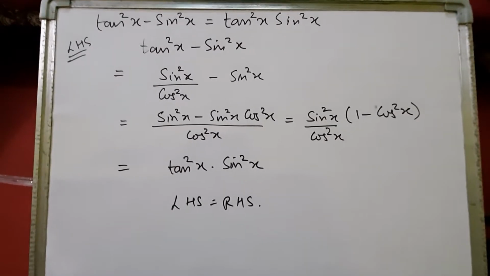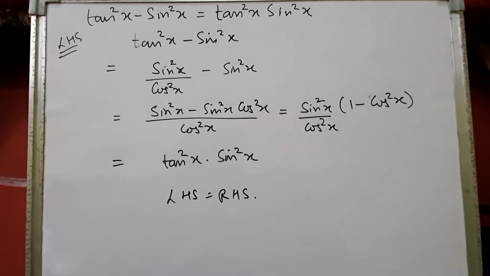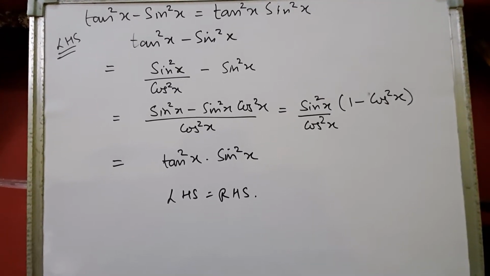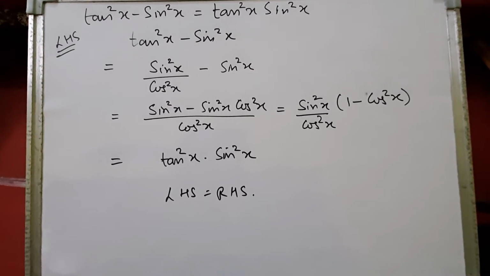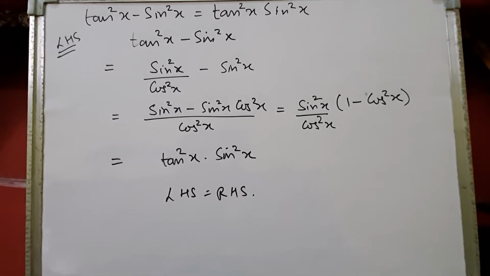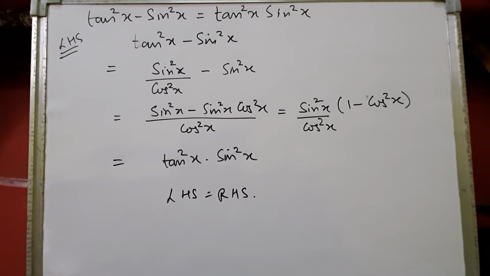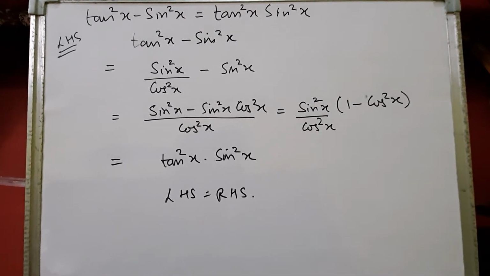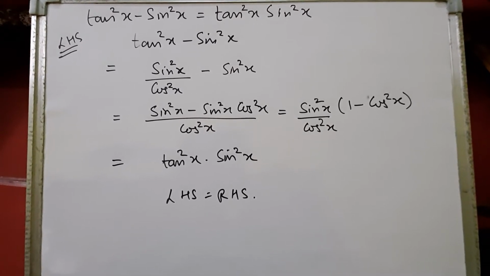Okay, children, let's solve a few sums so that we can understand the exercise. Let's see this sum. This is the fifth sum from the exercise. Tan square x minus sin square x equals tan square x sin square x. Right. So what we used to do is take the LHS and prove the RHS. That's what we used to do. Now we'll do the same here.